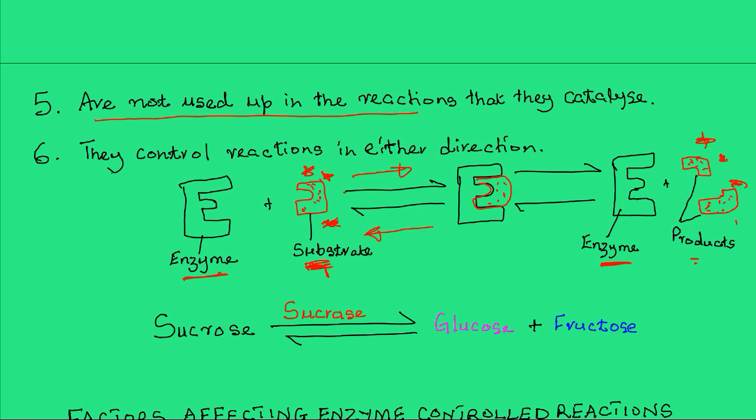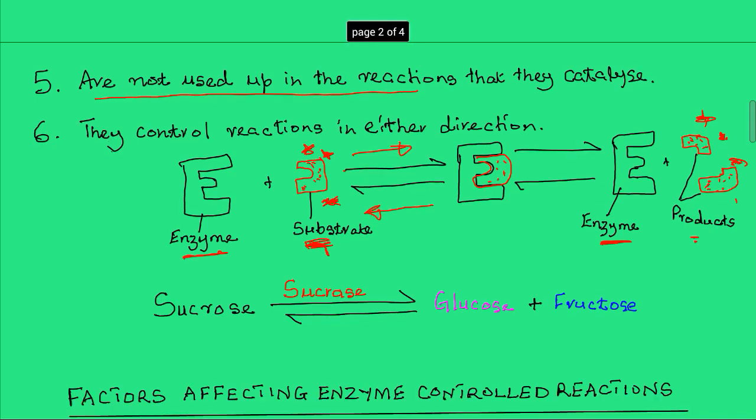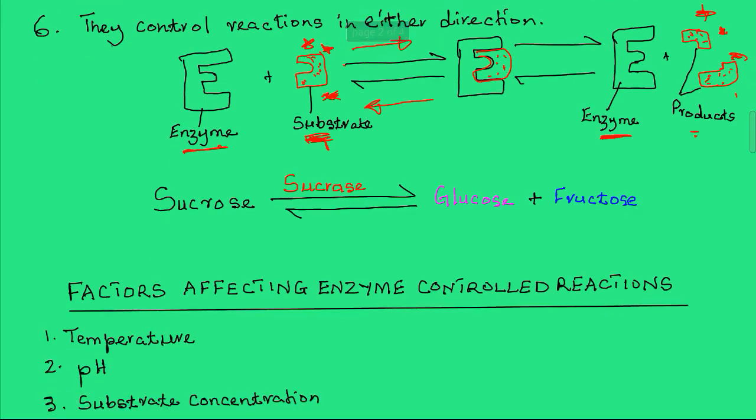So enzymes control reactions in either direction, and the direction of the reaction depends on external factors such as the relative levels or concentrations of the substances that it acts upon. So for example here, sucrase as an enzyme acts on sucrose to hydrolyze it into constituent monosaccharides, glucose and fructose.